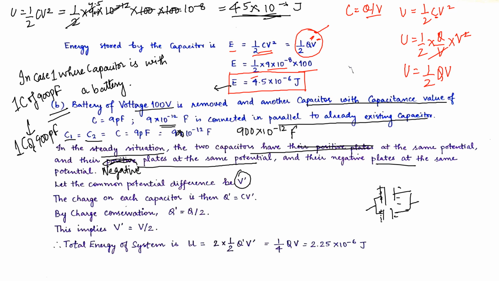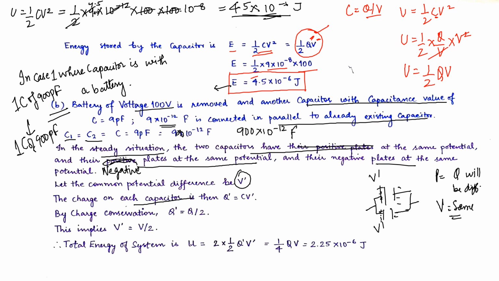See, these are at parallel junctions. In parallel, what we have seen is that our charge will be different, and our voltage will be the same for both capacitors. So we aim at a common voltage V dash for this and V dash for this.